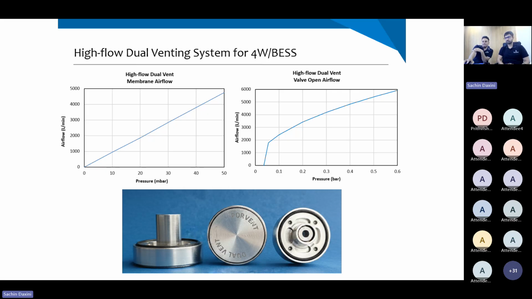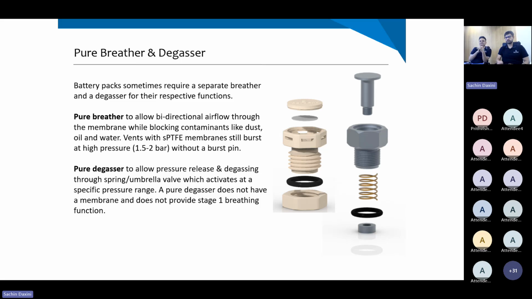So we'll move further. Apart from these two categories, we do come across customer requirements for battery pack applications where they need pure breather or pure degasser. So those products are also available at PorVent. On the screen, the ivory color product is a pure breather. There actually there is only a membrane. There is no mechanical element, no spring, and again there is no burst pin feature in the pure breather.